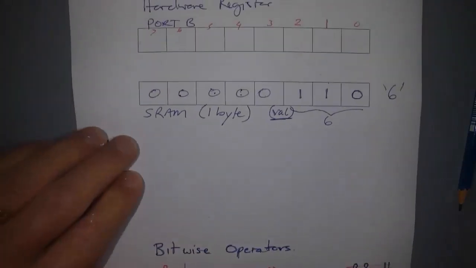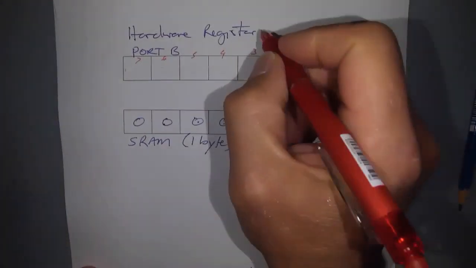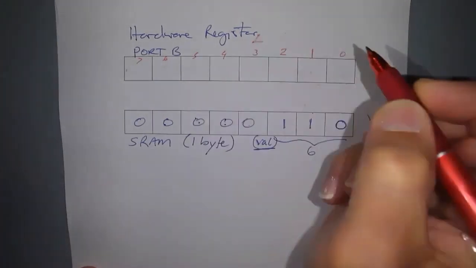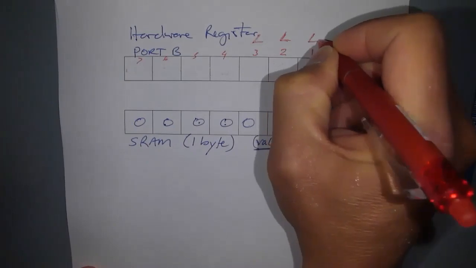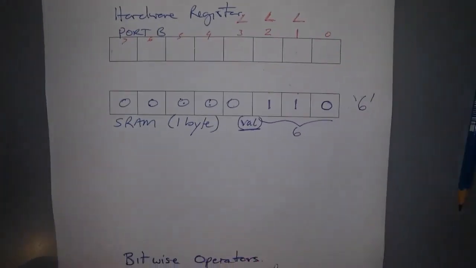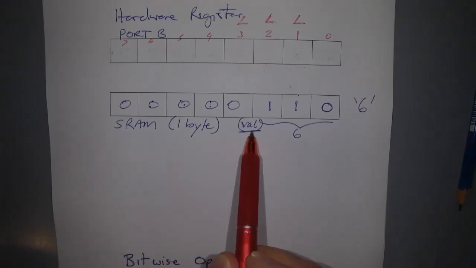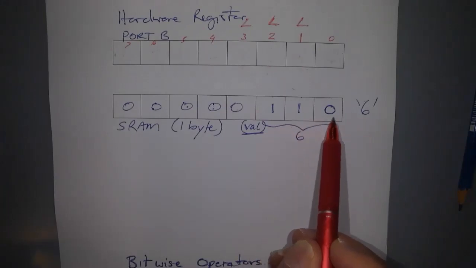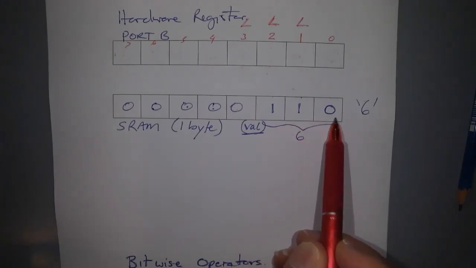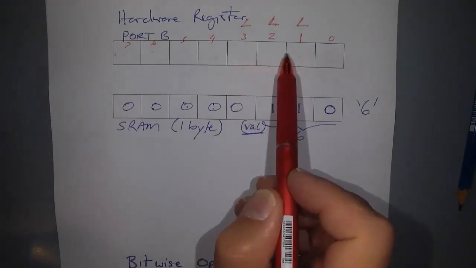Have a look at this piece of paper here. Here's our hardware register port B. We've got an LED here, we've got an LED here, and an LED here. And at the same time, we've got a variable called val, which is a single byte in our static RAM, and it has the number 6 in it. And what we want to do is we want to put the number 6 onto these 3 LEDs.